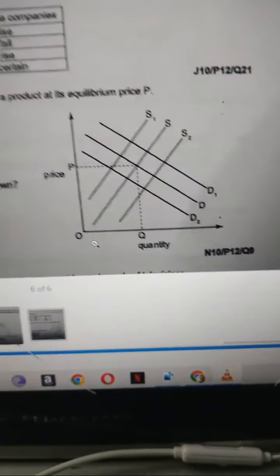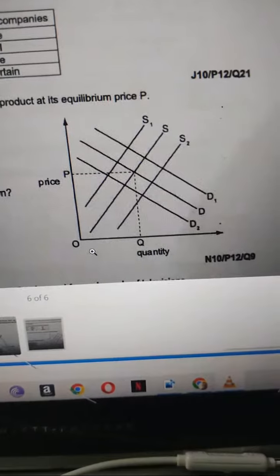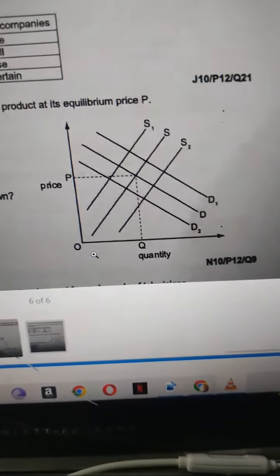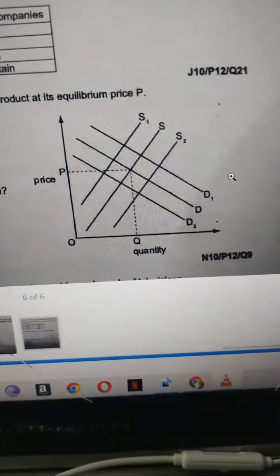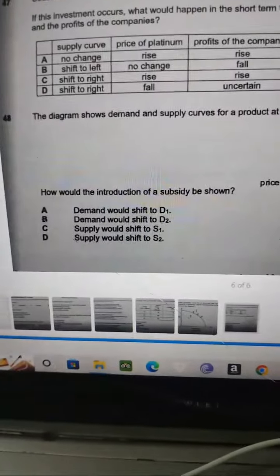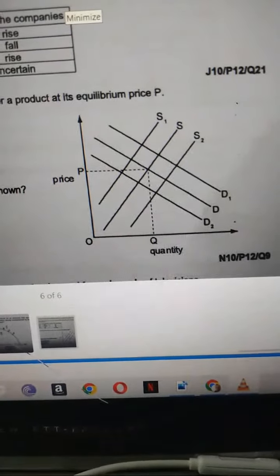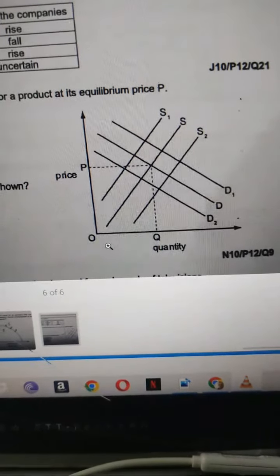Tax and subsidies, all these things are related to supply. When subsidies are given your supply will increase, it will shift to the right side. D is the correct answer. Zainab, D is the answer.